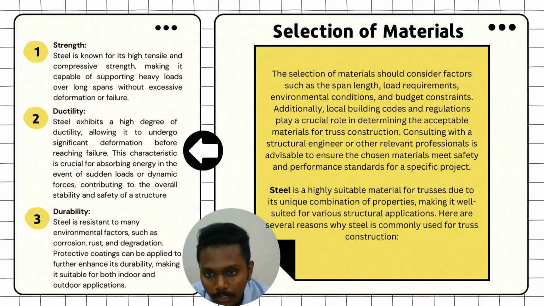Here are several reasons why steel is commonly used for truss construction. The first one will be strength. Steel is known for its high tensile and compressive strength, making it capable of supporting heavy loads over long spans without excessive deformation or failure. Second will be ductility. Steel exhibits a high degree of ductility, allowing it to undergo significant deformation before reaching failure. This characteristic is crucial for absorbing energy in the event of sudden loads or dynamic forces, contributing to the overall stability and safety of a structure.